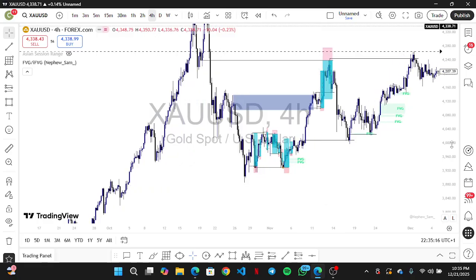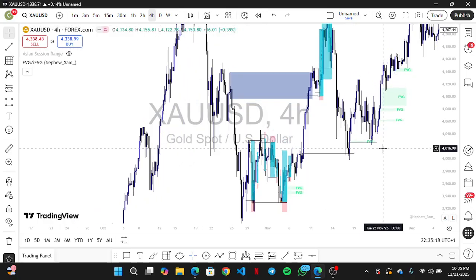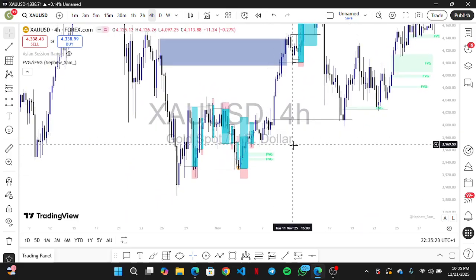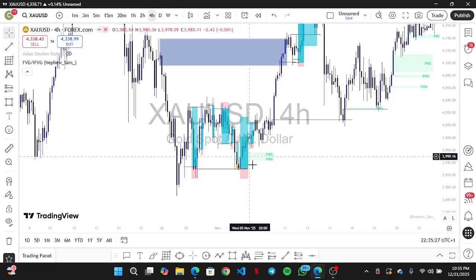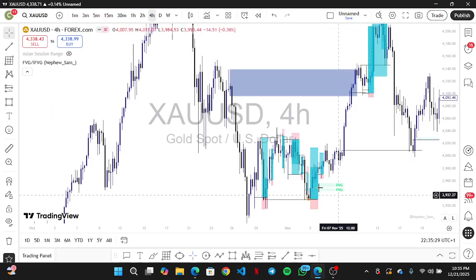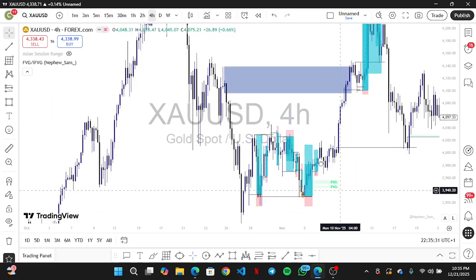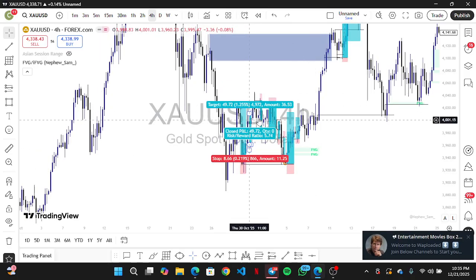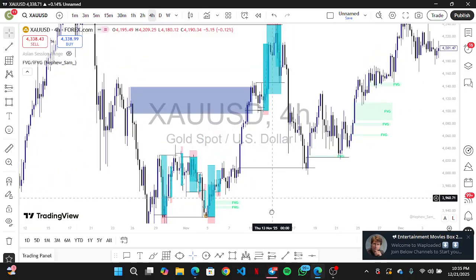Now we are looking at gold, XAUUSD. We're going to start from the 4 hours time frame. We always look outside to know what's going on. You get to understand.